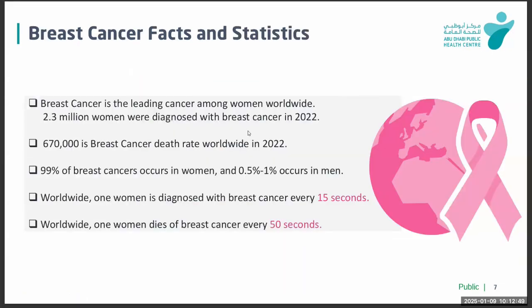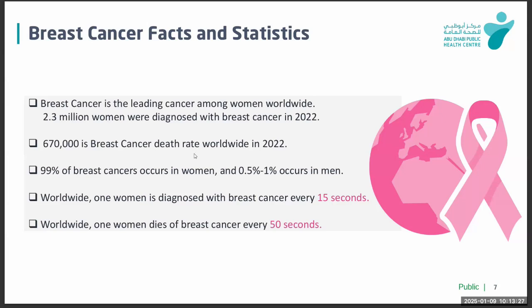So these are some of the facts and stats of 2022 of the surveys. The disease burden that got diagnosed in 2022 was 2.3 million were diagnosed with breast cancer. 6,70,000 is the breast cancer death rate worldwide in 2024, and this is still increasing. And in third world countries, the number of undiagnosed cases is still a lot higher than this, especially due to social stigmas, they don't get proper treatment, so the death rate is also higher in those countries.